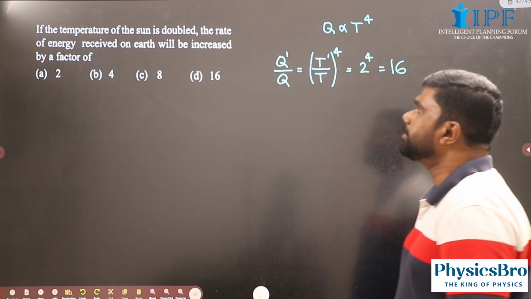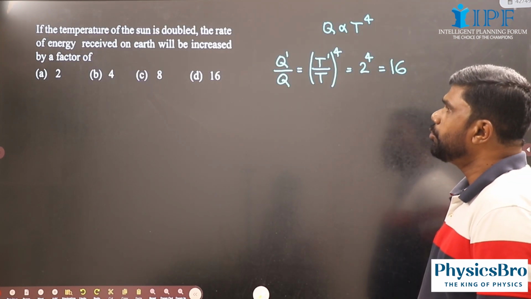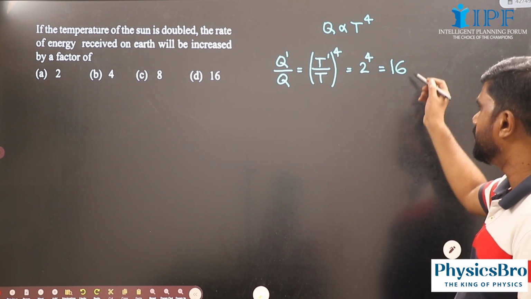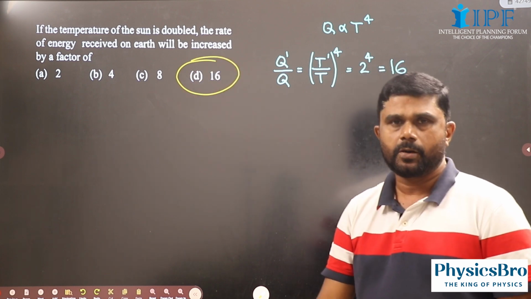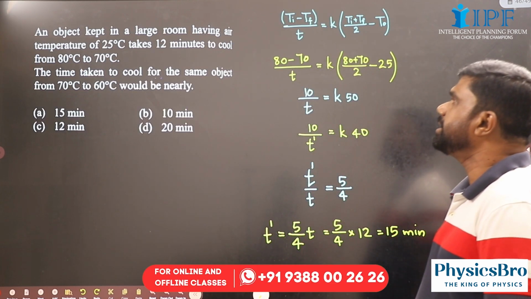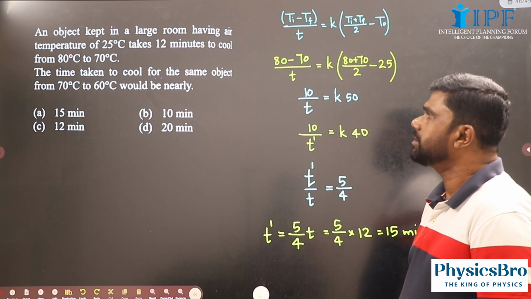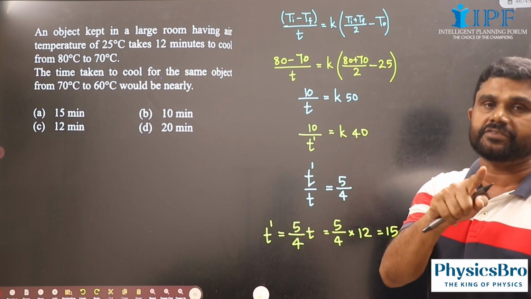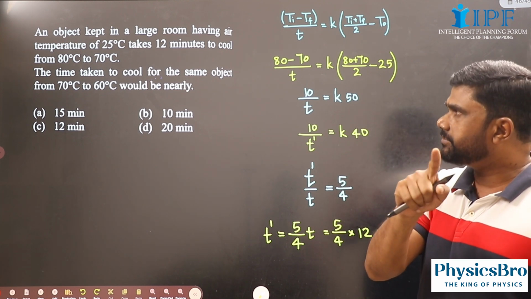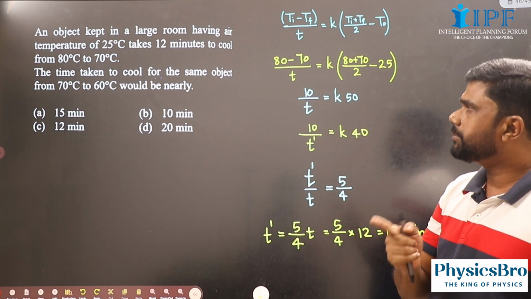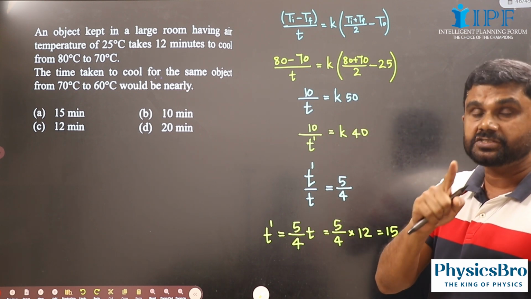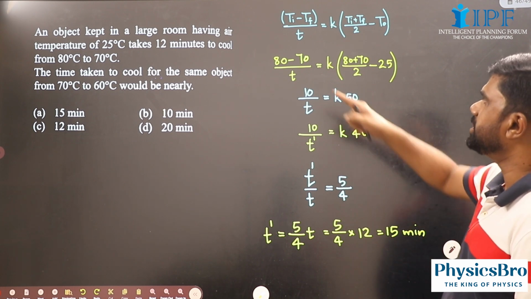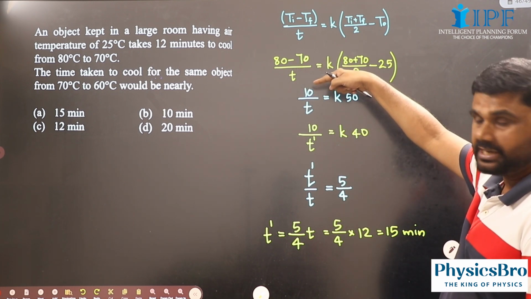If the temperature of the sun is doubled, the rate of energy received on earth will be increased by a factor of 16. An object kept in a large room having air temperature of 25 degrees Celsius takes 12 minutes to cool from 80 to 70. Average temperature will be 75, surrounding temperature 25, so the difference will be 50. It cools from 80 to 70, that means 10 degrees Celsius in time t.